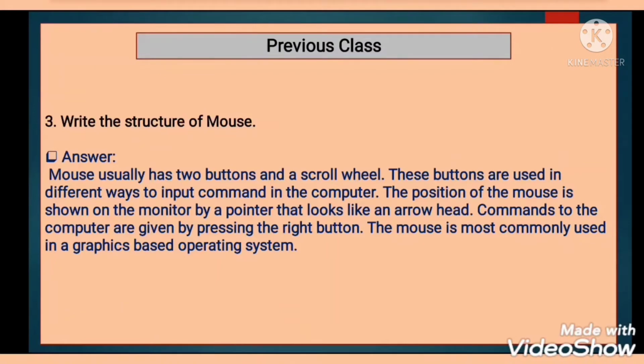Commands to the computer are given by pressing the right button. The mouse is most commonly used in a graphics-based operating system. Yes, we know it's a very common thing that a mouse has a left button, a right button and the scroll wheel in the middle.